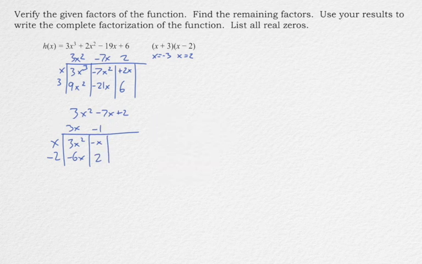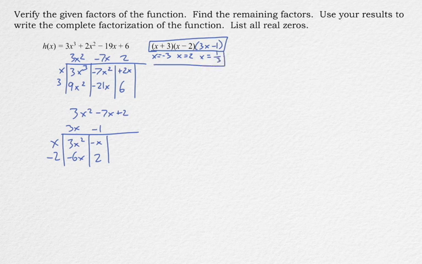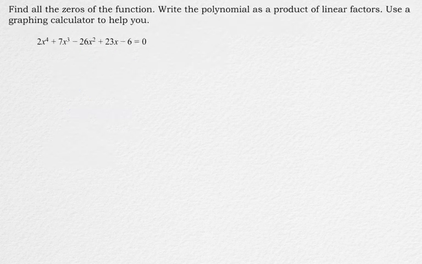So the last factor was 3x minus 1. So let's write that up here. And there's my complete factorization of f. And all of the solutions, this last one would be x equals, well, if I set this equal to 0, I'd have to add 1 over and then divide by 3, so 1/3. And there's all my 3 solutions.